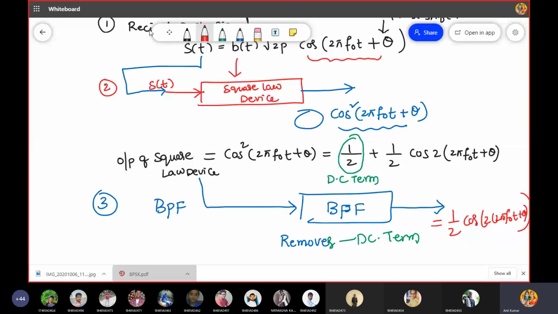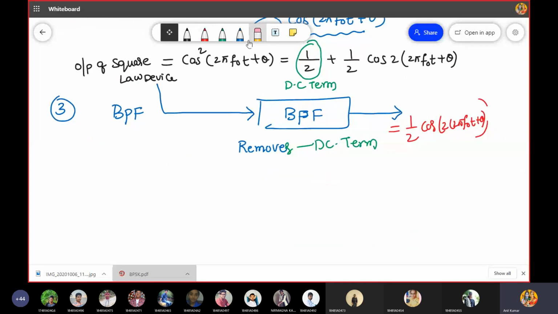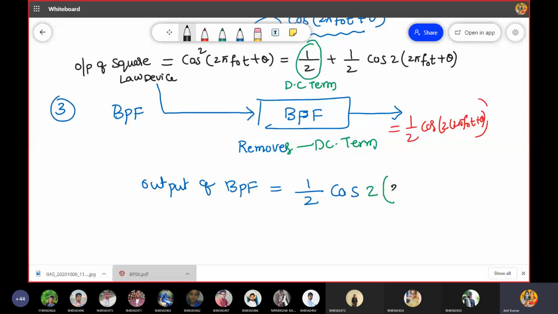Next, the output is given to which one? The output of the band pass filter is equal to 1/2 into cos 2 pi f naught t plus theta. What is the frequency? The frequency is n times, 2 times, f naught, where here the multiplication factor is 2.